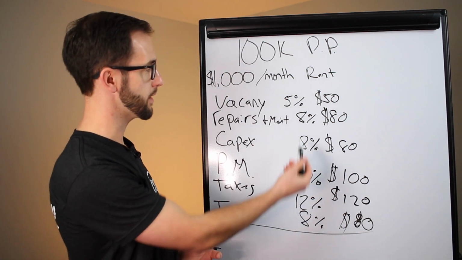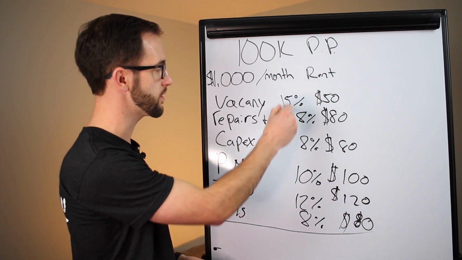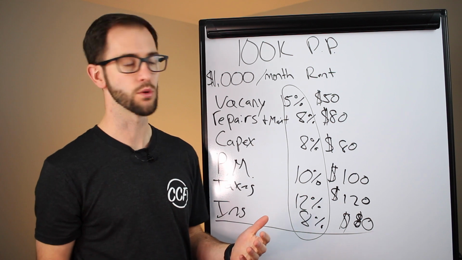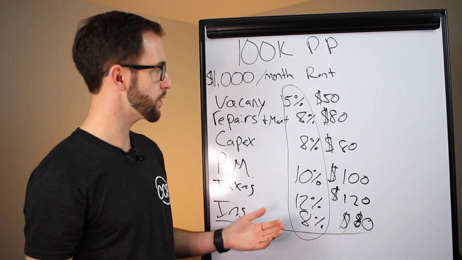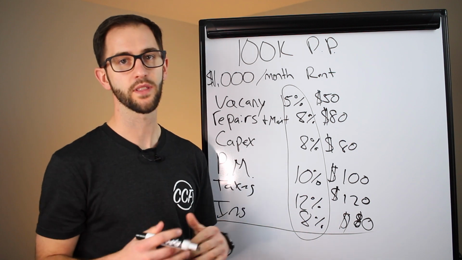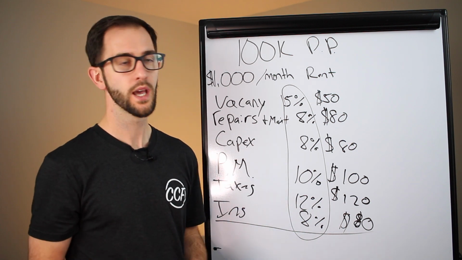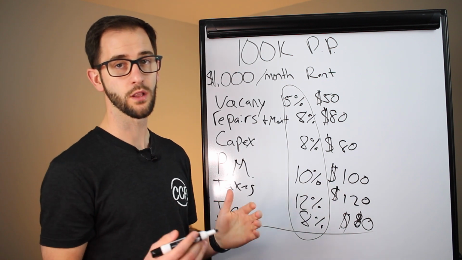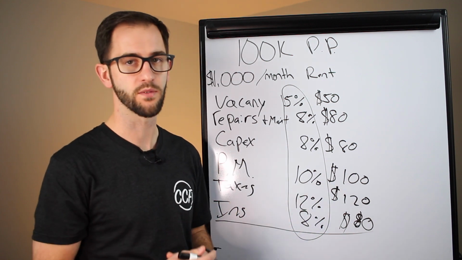And if you do the math here, all these percentages are typically what's included in that 50% rule. So if we were to add all those up, it's probably about 50%. And so that's where that rule of thumb comes from. But it's a good idea for you to know what all those numbers really look like under the hood of the 50% rule.